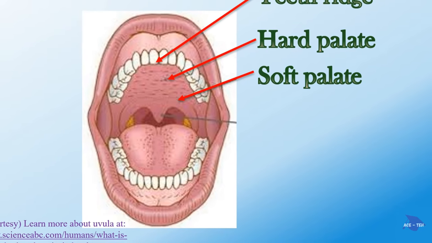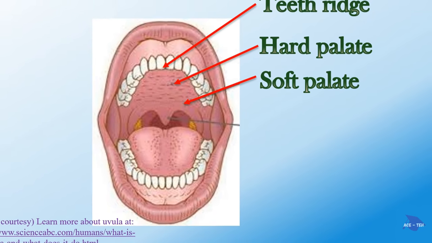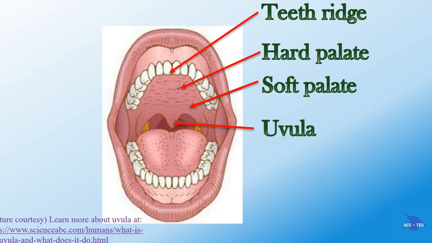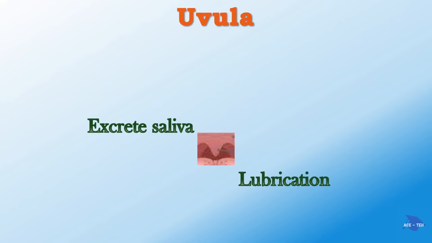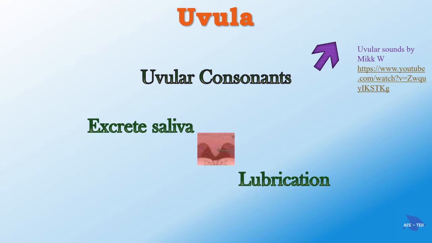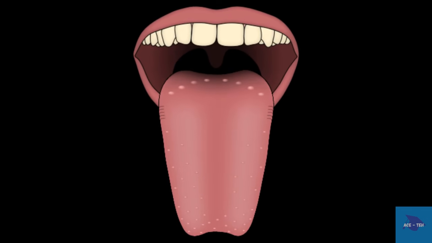Its primary function as an accessory to speech is to provide adequate lubrication inside the mouth. The uvula is essential to articulate a number of consonant sounds called the uvular consonants, especially in languages like Arabic, French and Hebrew. Find more about uvula sounds from this YouTube link. The roof of the mouth is done and now we move to our tongue.